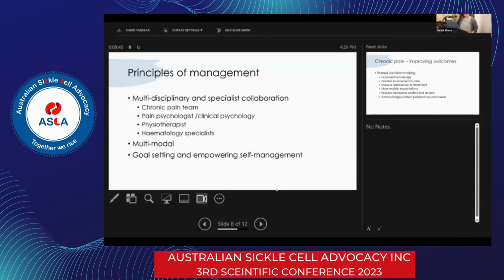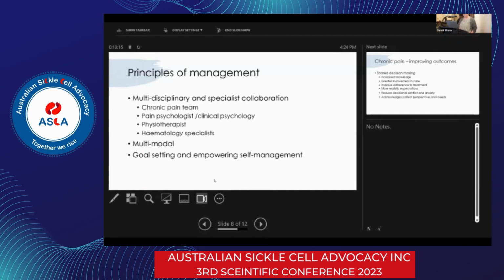The principles of management we employ involve using a multidisciplinary team and specialists. We have a chronic pain team and an acute pain service. We have a clinical psychologist we like to refer people to, who specialises in pain, and she's fantastic. She has a pain physiotherapist who works with her and often gets involved with patients, so they can take on some of that exercise and management themselves, and of course our haematology specialists as well. So it's important, as a community of professionals, to help our patients.